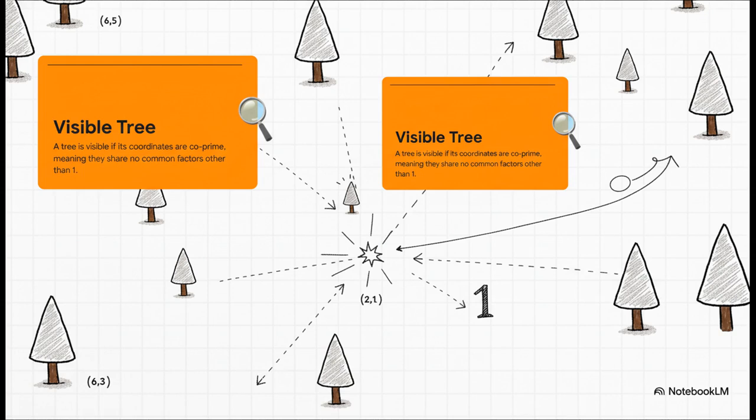Well, the answer comes from another really beautiful piece of number theory. A tree is visible only if its x and y coordinates are co-prime. Now, that's just a fancy way of saying they don't share any common factors other than the number 1. So, for example, the tree at 3, 5 is visible because 3 and 5 are co-prime. But the tree at 6, 3 is not visible because both 6 and 3 can be divided by 3, which means it's blocked by that much closer tree at 2, 1.